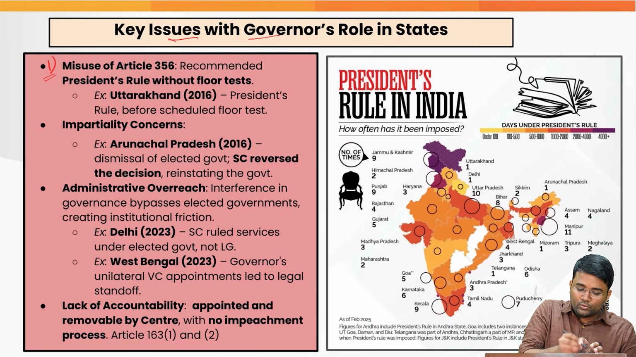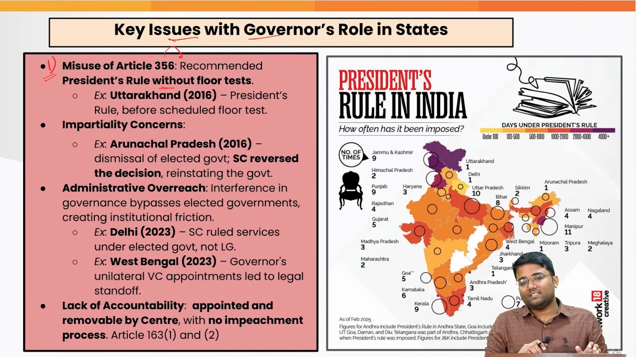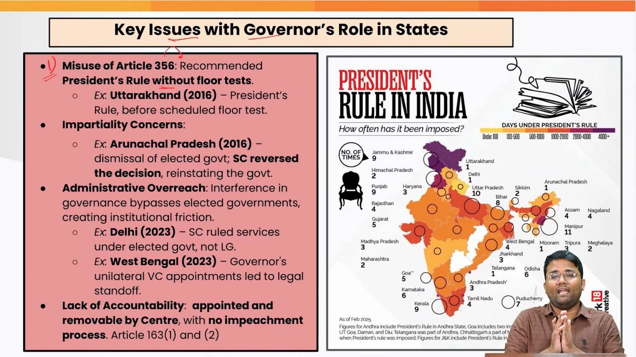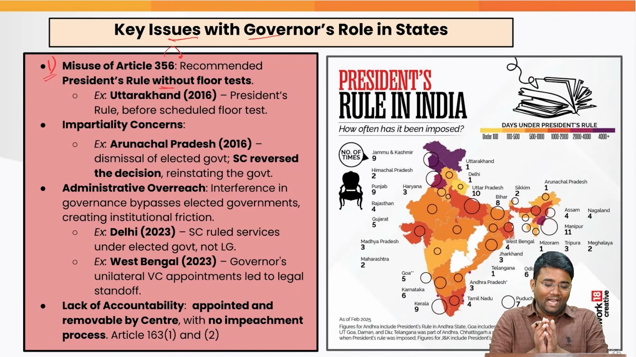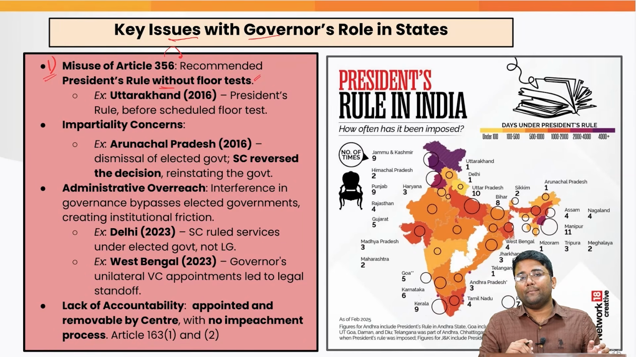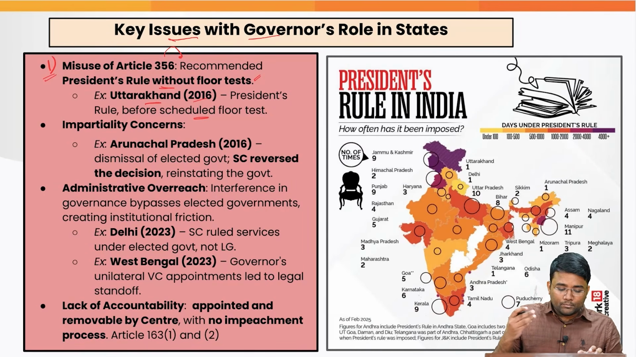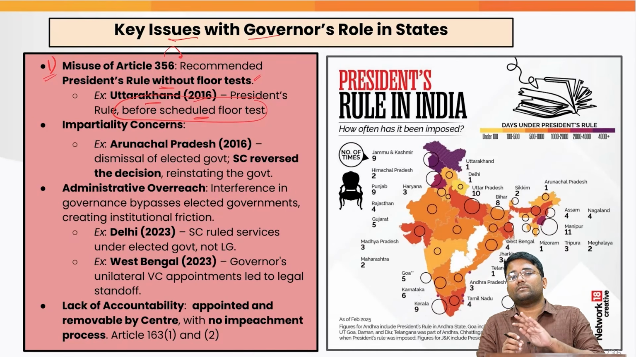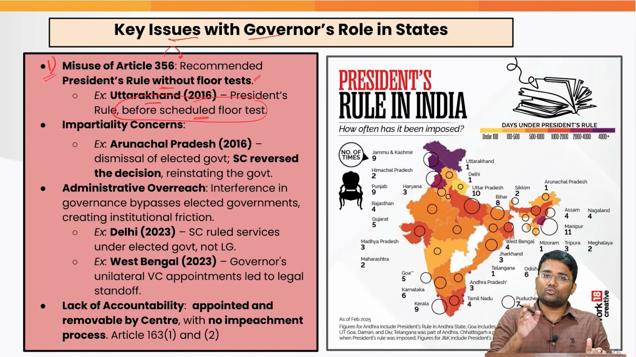If you talk about other major issues, there is the misuse of Article 356, where the governor recommends president rule without a floor test. If elections happen in the state and no political party has a clear majority, and the governor does not give time to other parties to go for coalitions, and the president just recommends the imposition of president rule, this further creates tensions. This was the case in Uttarakhand in 2016, where such recommendations happened, but the Supreme Court overturned them. The floor test was scheduled, and even before it happened, the governor's office recommended president rule and it was imposed, but it was overturned by the Supreme Court.